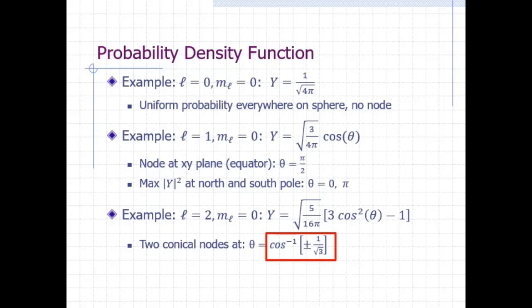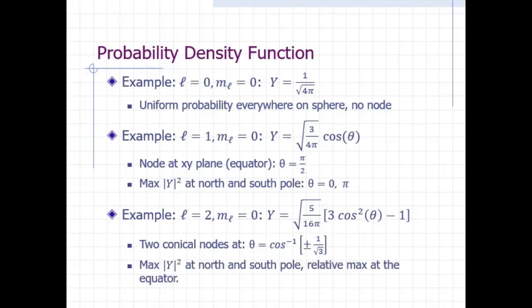The nodes are circles, or the cones intersect with the sphere. One node is above the equator and the other is below the equator. If we examine this function, we will find that the maximum probability density occurs at the poles, decreases as you approach the nodal latitudes where it becomes 0, increases again as you approach the equator, then decreases again as you move away from the equator toward the other nodal latitude.